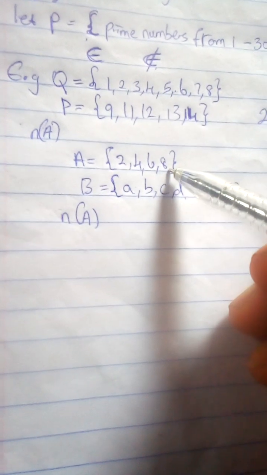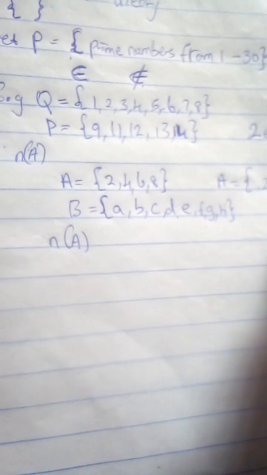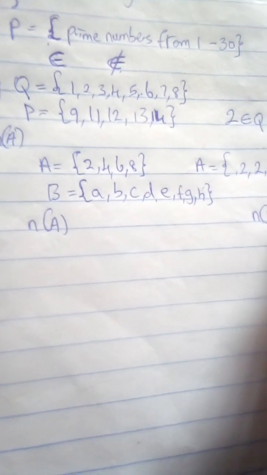Whenever something is repeated, let's say we have 2 here and still have 2 here, or 4 and 4, this is counted as 1. You don't count it as 4, 4. It is one 4 and one 2. Note that: one 4 and one 2.